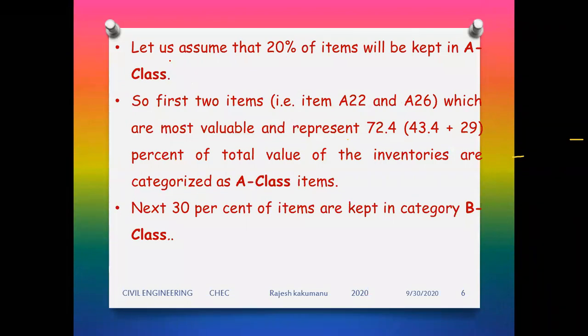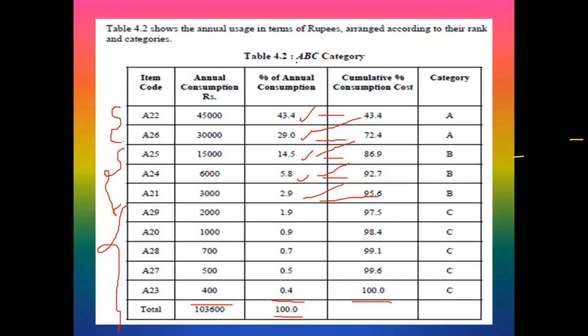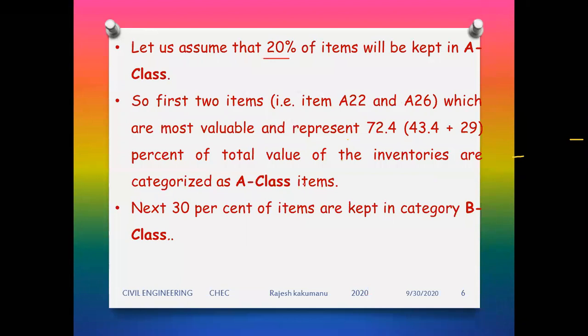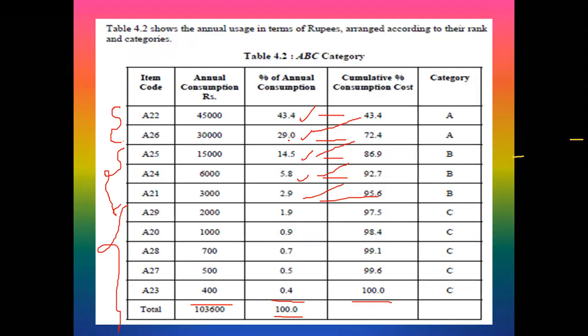Now let us see from the table that 20% of items will be kept in A class. See here, 20% of items. So out of 100, 20% of items are kept in A class. So the first two items, that is item 22 and item 26, which are the most valuable, represent 72.4% of the total value of the inventories and are characterized as A class items. See in the above figure.